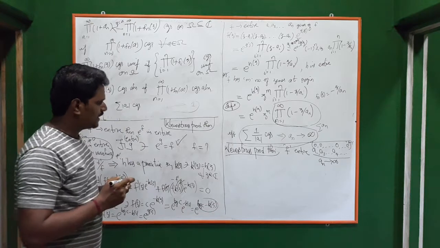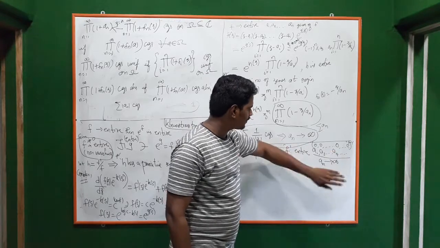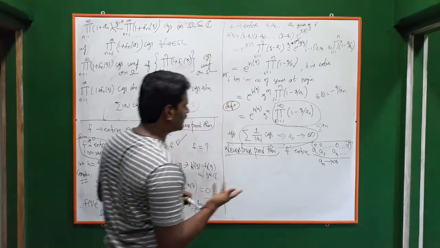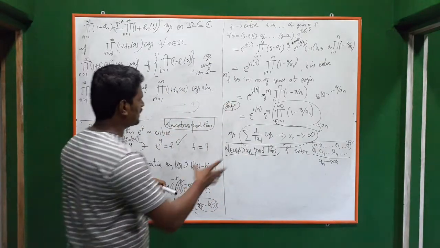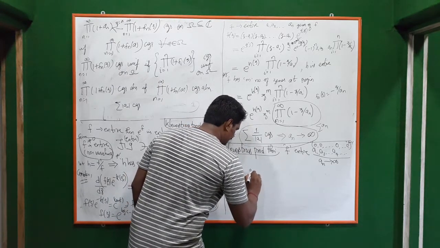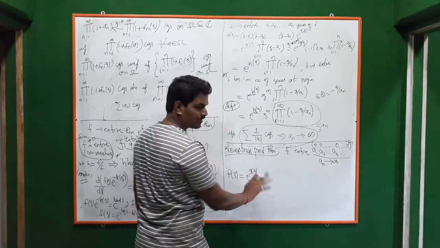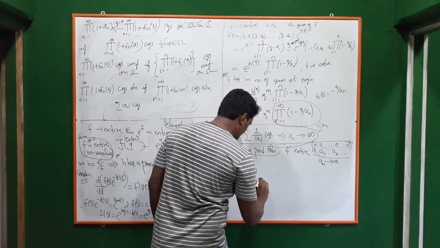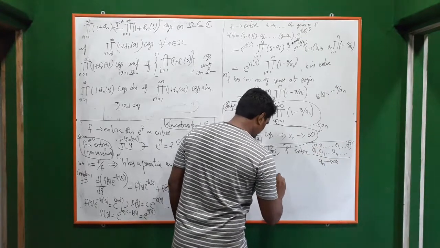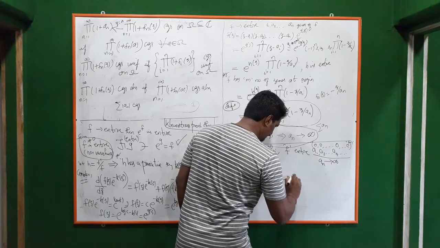So there exists an entire function f whose only zeros are these, either this or this or both. That can be represented as follows: f of z is equal to e power g of z, times z power m for the zeros at the origin, times the product over n from 1 to infinity of 1 minus z by a_n.